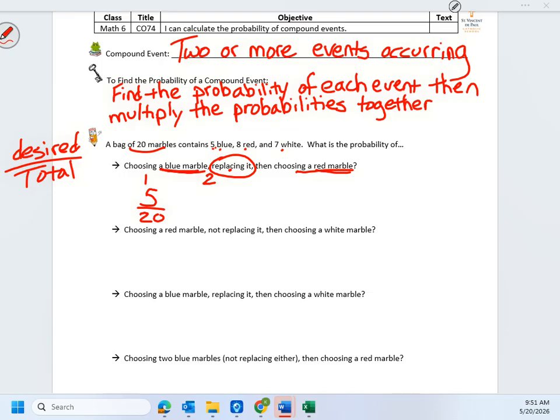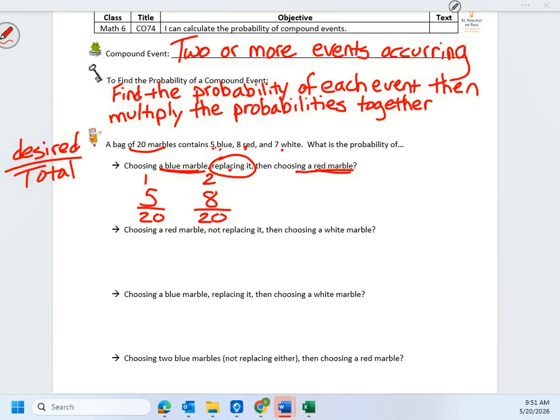Now we have event 2. We replaced the marbles, so we still have 20 marbles in the bag. Same number of total outcomes. What is my desired number of outcomes? Jack? 8. 8, because we want to choose a red marble. There are 8 red. So I have my 2 events, those 2 probabilities.